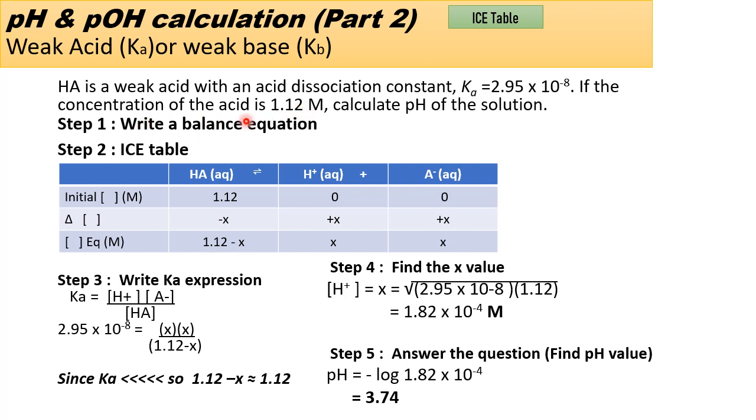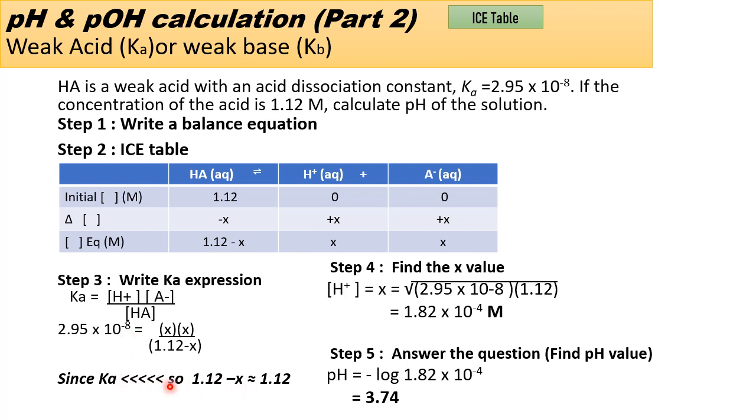You have to write an equation and form the ICE table. Always remember the equation must be a reversible equation. Don't forget about the phase of each of the ions. And then start from initial concentration, change of concentration, and the concentration at equilibrium. Next, write the Ka or Kb expression.